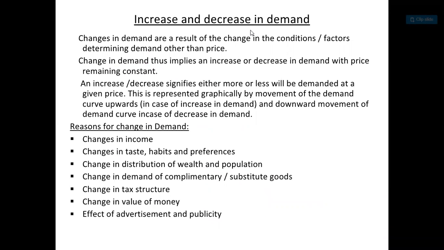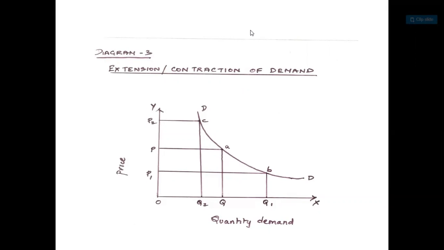Now we can discuss the contraction of demand. Contraction in demand refers to a fall in the quantity demanded due to a rise in the price of a commodity, other factors remaining constant.